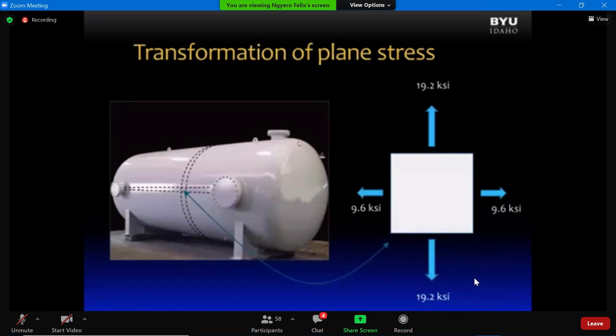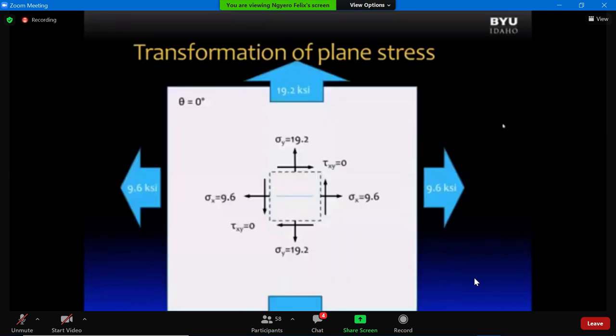Well, we can use our stress transformation equations for plane stress to do that. Now here is the volume element, when I have rotated it, with theta being 0 degrees.